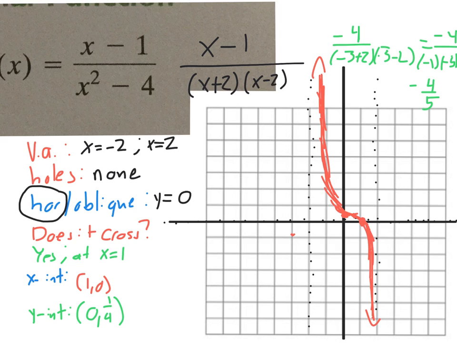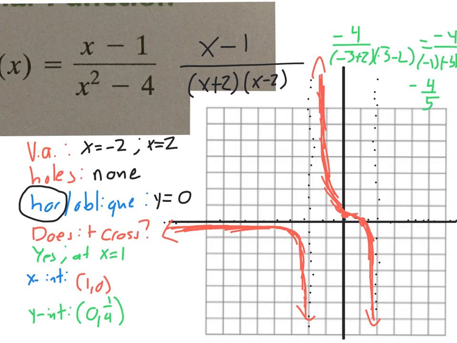I could plug in as many points as I wanted to, but I already have an idea of what this graph's going to do. It's going to be below the x-axis. It's going to come in here. It's going to curve through those points, and then it's going to head down that vertical asymptote as it tends towards the asymptotes. All right? Never crossing them.